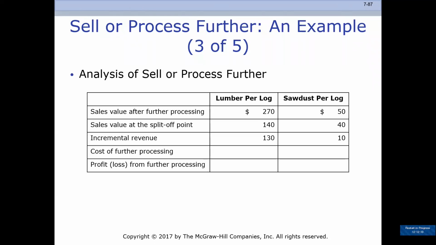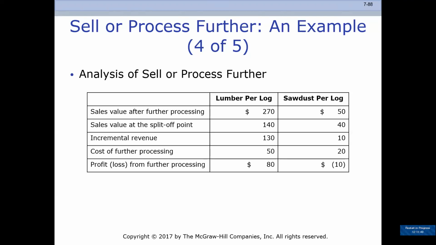Okay. So what do we do here? Basically what we already said. The incremental revenue, 270 versus 140. Incremental revenue, 130 here. Incremental revenue, 10. And the incremental cost here is 50. So 130 is more than 50, so you do it. You can make an extra $80 by doing it, but here you're losing 10. Invest $20 to make 10. It's not good.